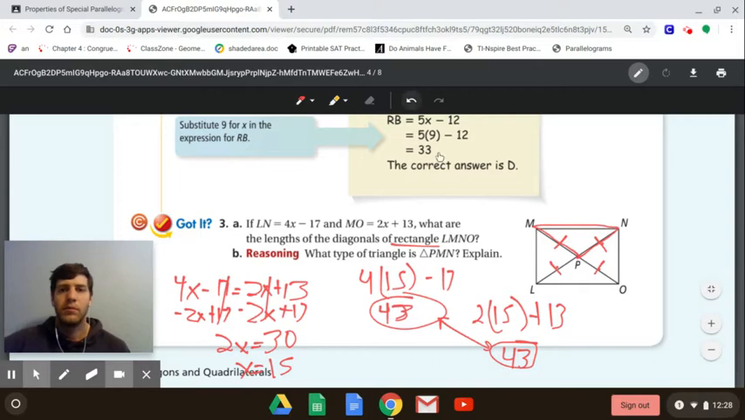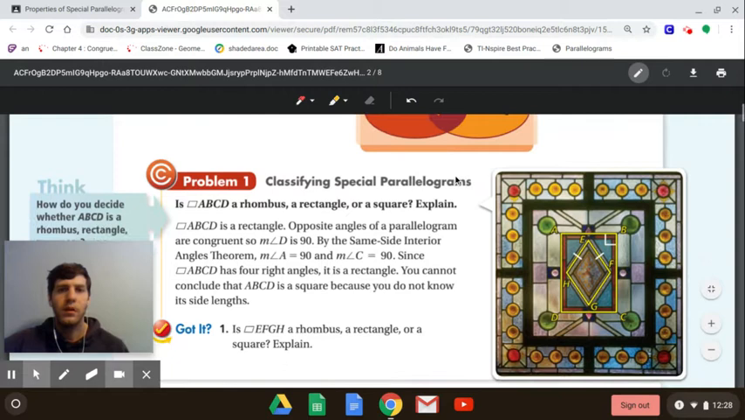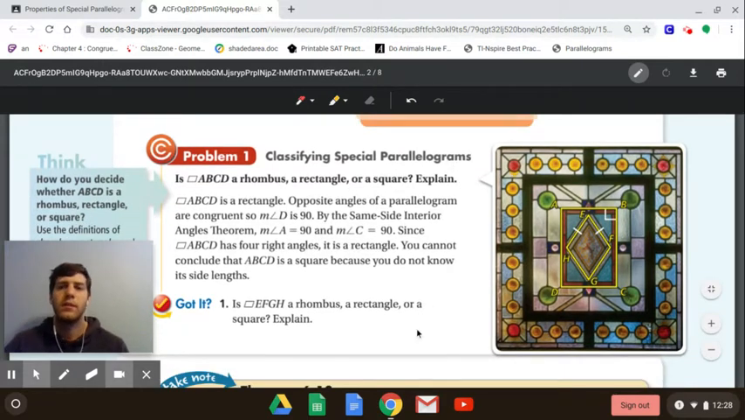Okay, let's go up and then finish the one part we skipped over at the beginning here. So classifying. So again, rhombuses have four pairs of sides that are congruent. Rectangles have four right angles, and then squares have both four congruent sides and four right angles. So if we're looking at parallelogram ABCD, we have a right angle here.